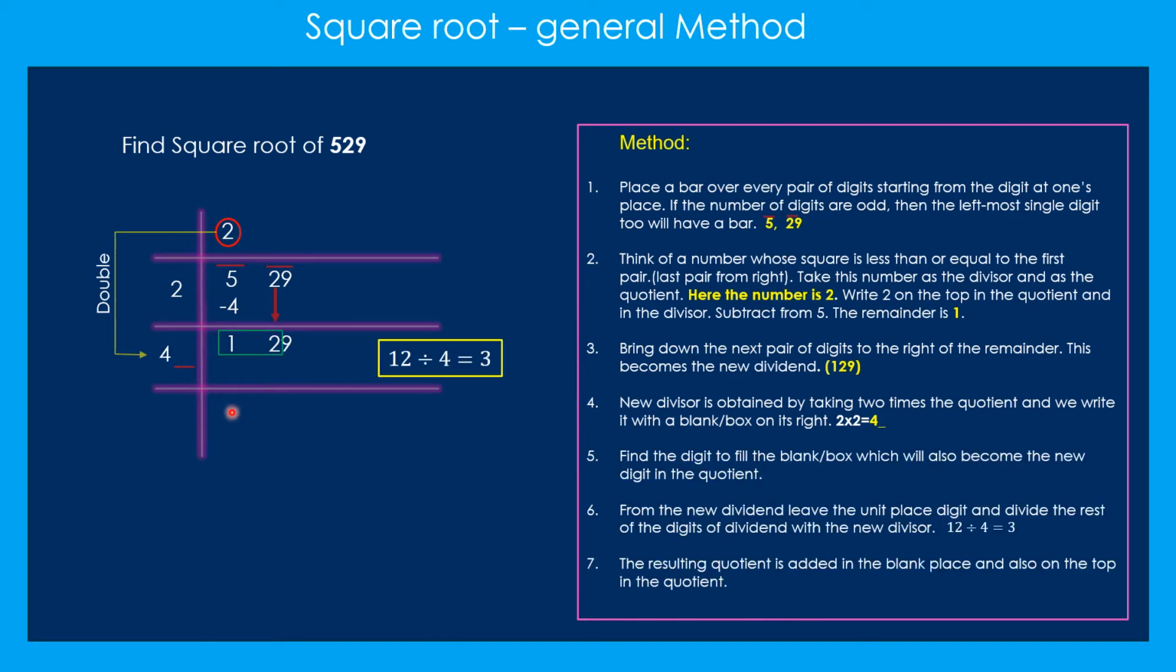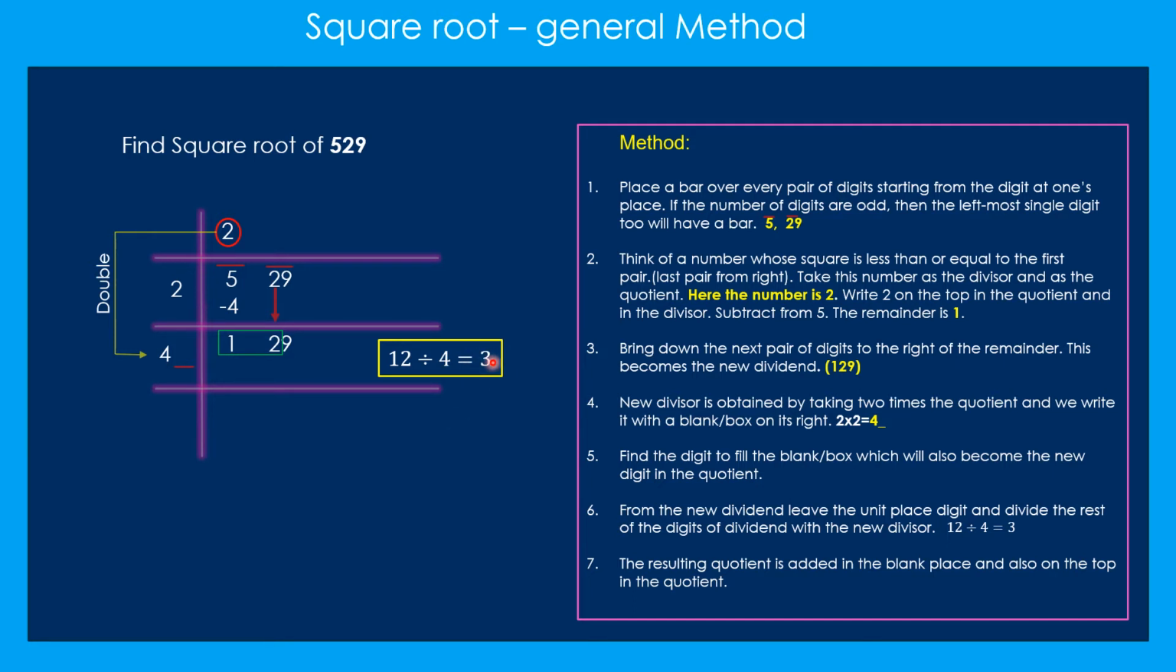Now we have to find the digit to fill the blank space, which will also become the new digit in the quotient. In order to find the digit for the blank space, from the new dividend you leave the unit digit. When you leave the unit digit, what is left? 12 is left. So this 12 is divided by 4. When you divide 12 by 4, you get the quotient 3. We don't worry about the remainder.